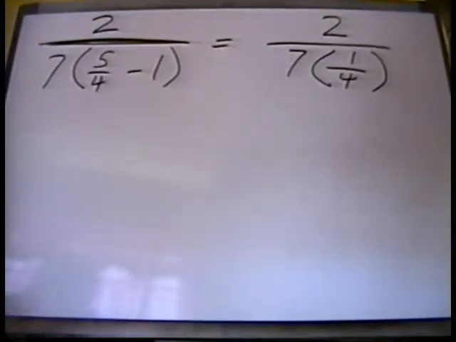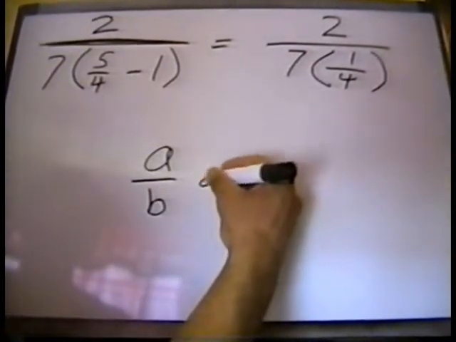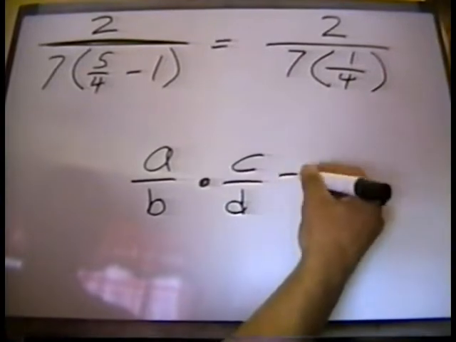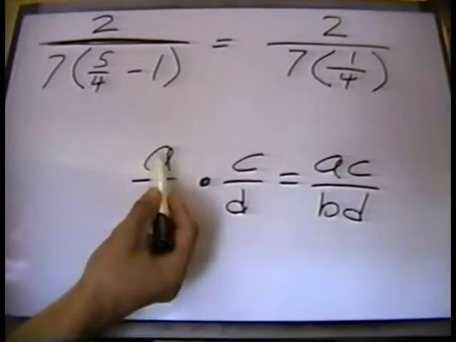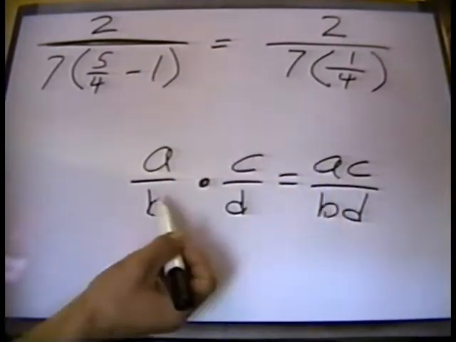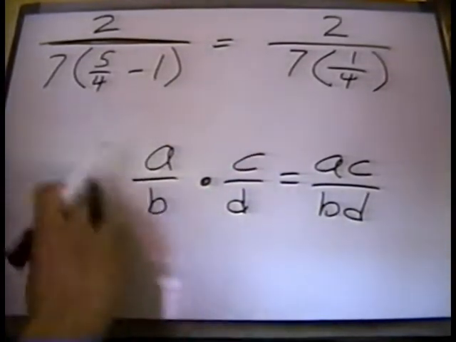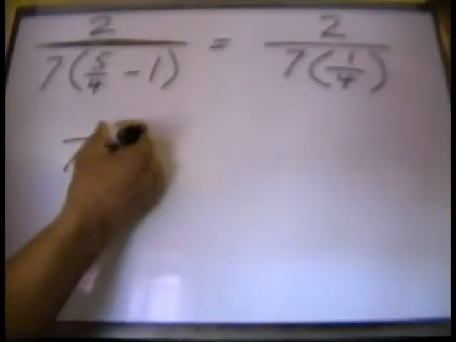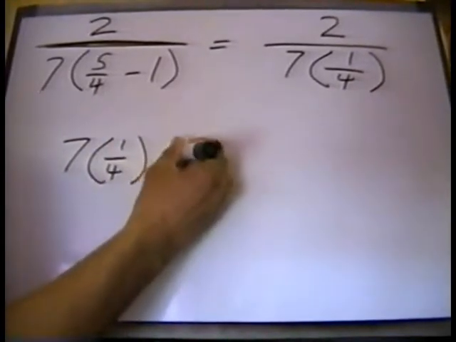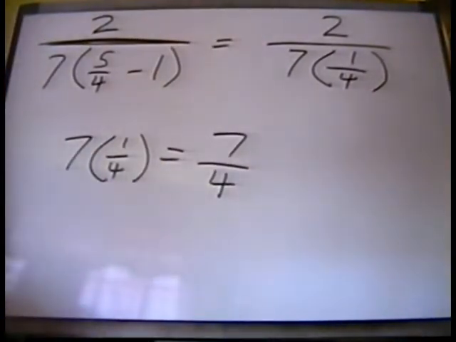Now, anytime you're multiplying a number by a fraction, remember how you multiply fractions. If you have A over B times C over D, that's going to give you AC over BD. Meaning I multiply all the numbers in the numerator across and put it in the result, and multiply all the numbers in the denominator across and put that in the result. So what I'm saying is 7 times 1/4 is equal to 7/4, okay? 7 over 4.